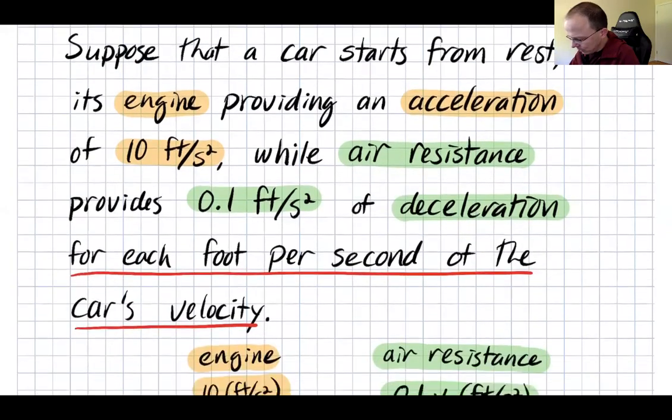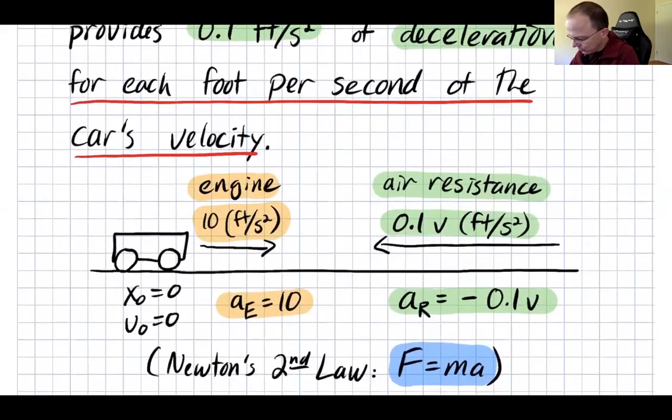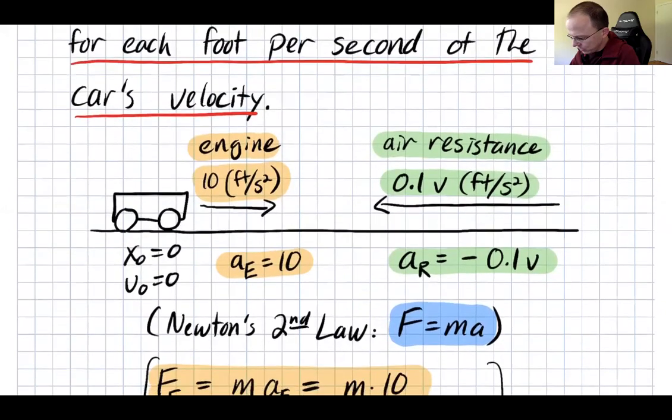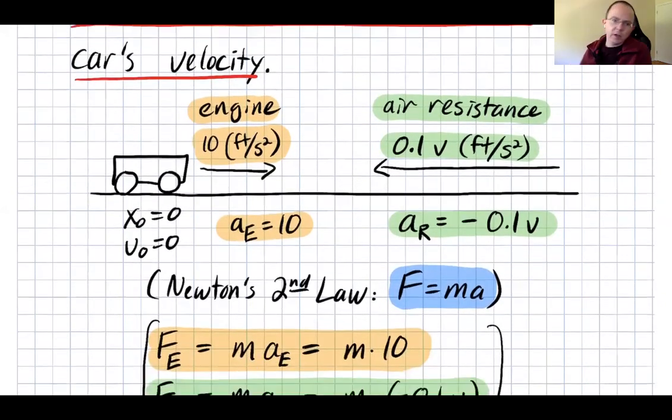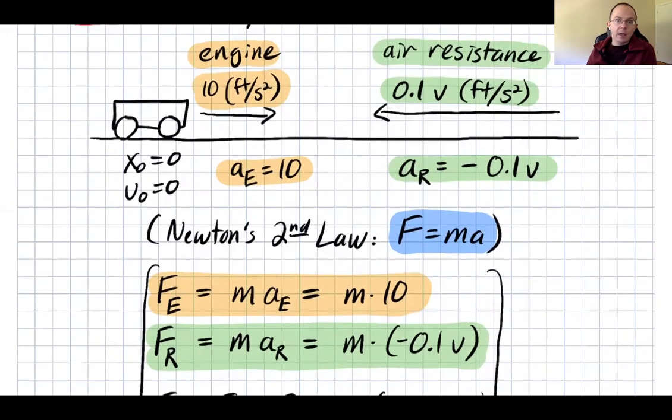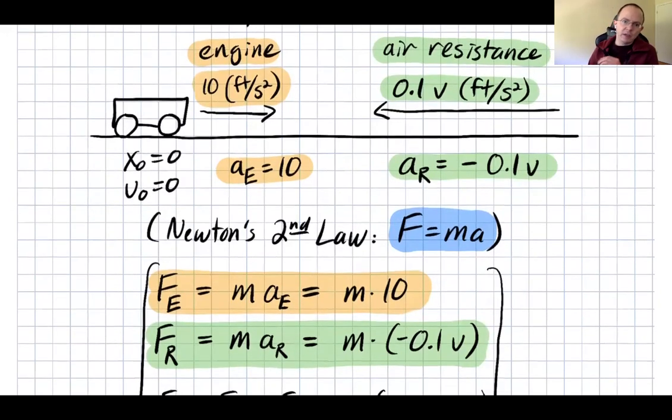So here's a picture of the situation. We have a car, and the engine is providing an acceleration in the forward direction of 10 feet per second squared, and the air resistance is providing a deceleration of 0.1 times the velocity. This will also be in feet per second squared because it is also part of the acceleration.